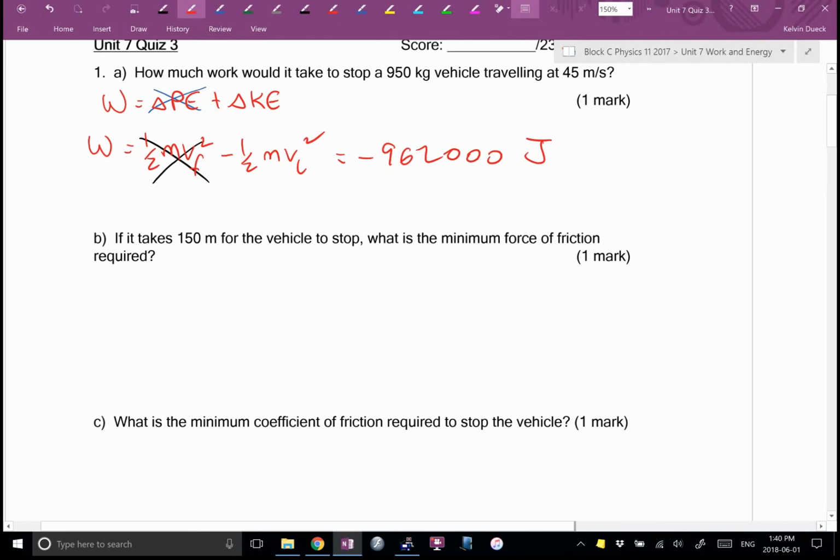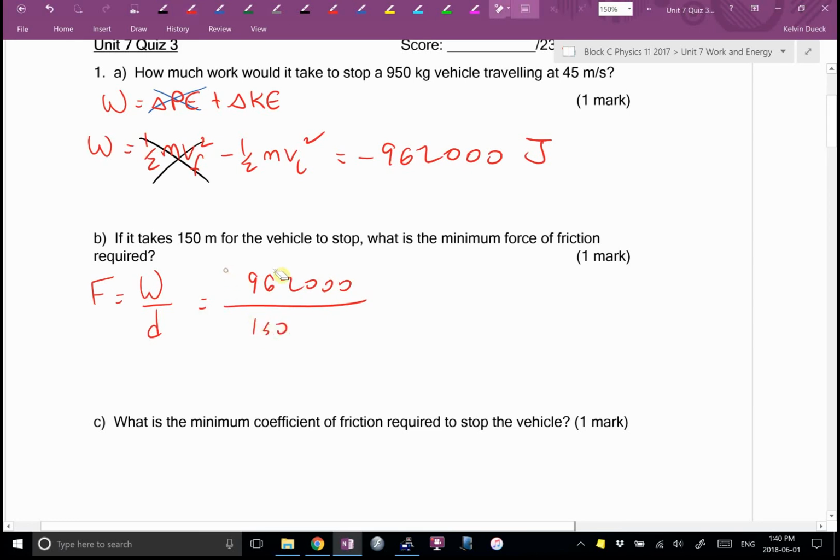What's the minimum force of friction required? Christian, what did I find in part A? Work. What do they want me to find in part B? Friction force. Is there an equation that has work and force in it? Force. Can you get to F by itself, please? Thank you. Over distance. So I'm going to write negative 962,000, but I'm going to use my answer button on my calculator, divided by 150.